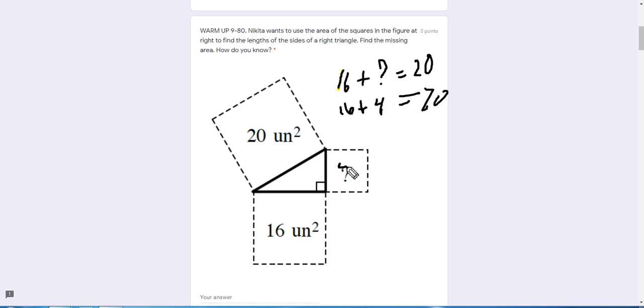So we know that the area of this would be 4. If we know area, we know its length times width. Well, what times what equals 4, and it has to be the same numbers. So 2 times 2. That would be our missing side length, which would be a 2.